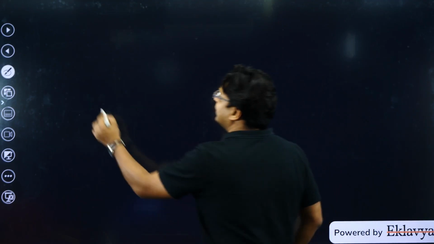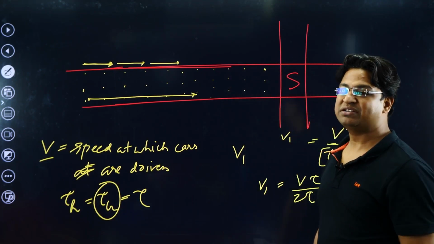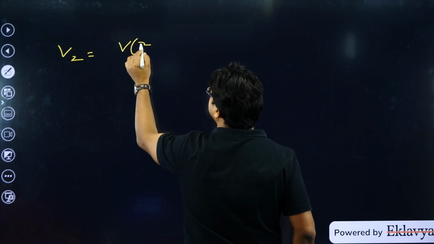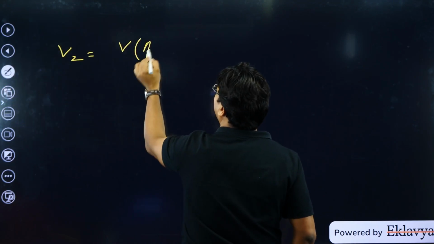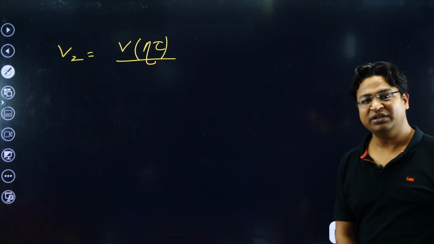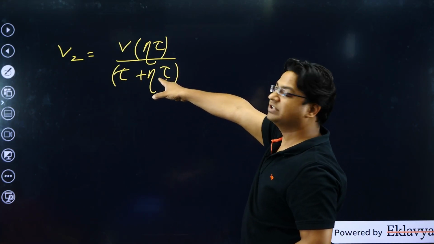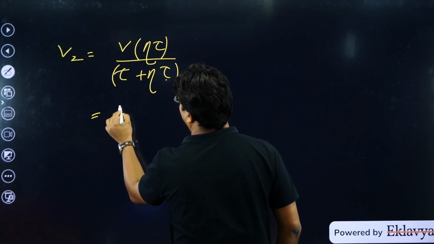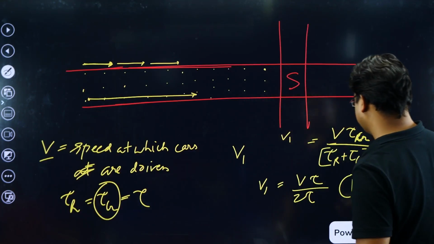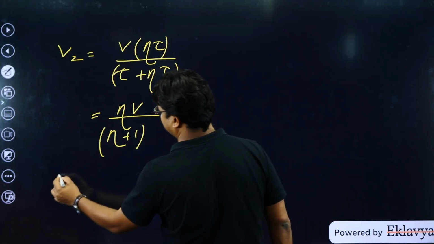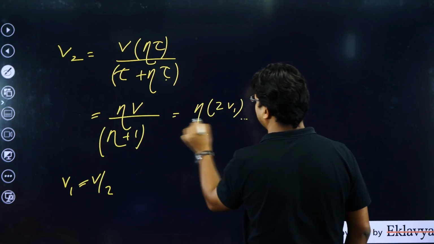Now in the second case, the time for which the signal remains green is made twice the initial value. Let me use the symbol eta, and eta was 2. So the car moves eta times tau into v. This is the distance covered in a period of this plus this. This is the time for which the signal remains red, and this is the time for which it remains green. So the average speed is eta v by eta plus 1. And v1 was v by 2, so you replace v by 2 v1. So eta into 2 v1 by eta plus 1.